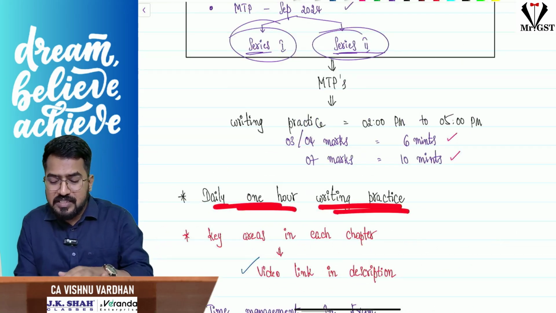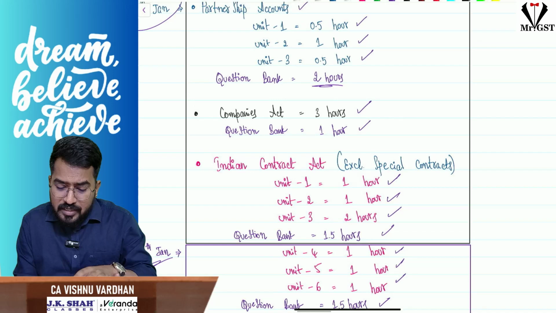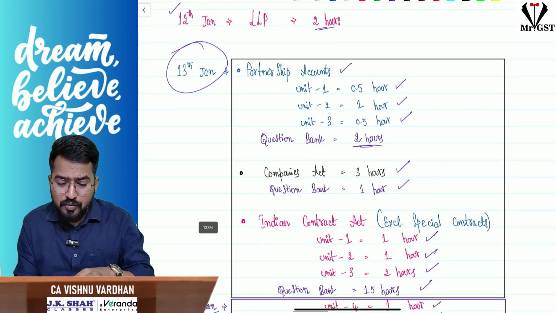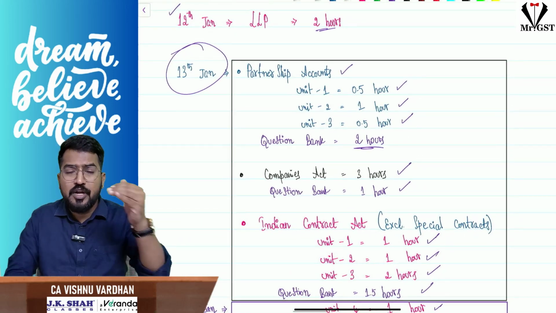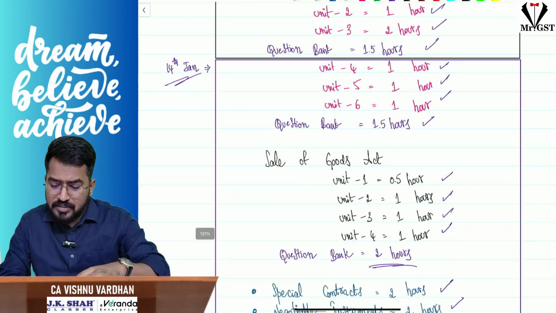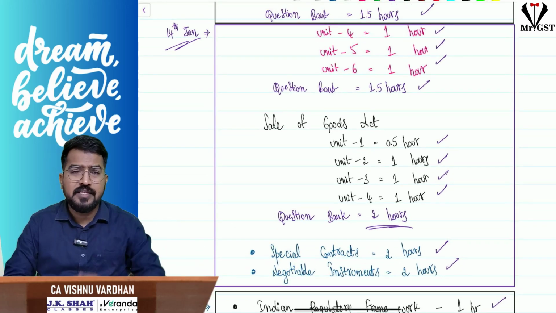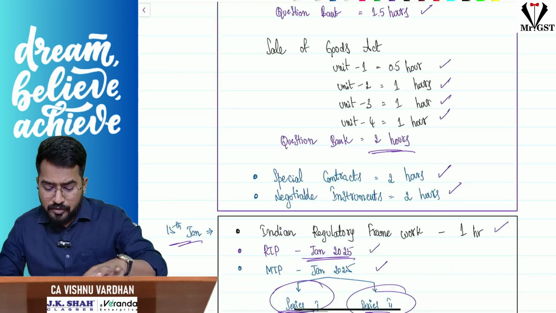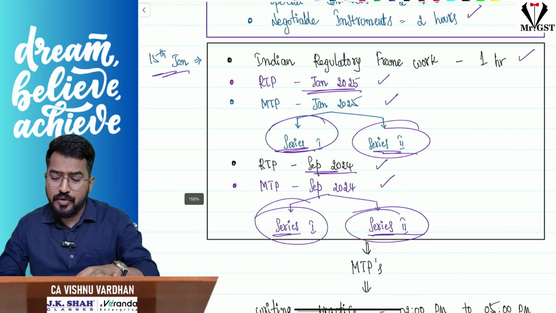Okay, so this is the strategy for you. What time you have to spend, I repeat. If you want to take a screenshot, you take the screenshot. 12th Jan what you should do, 13th Jan what you should do, next 14th Jan what you have to do is this, and next 15th Jan what you have to do. Okay, so these are the things.